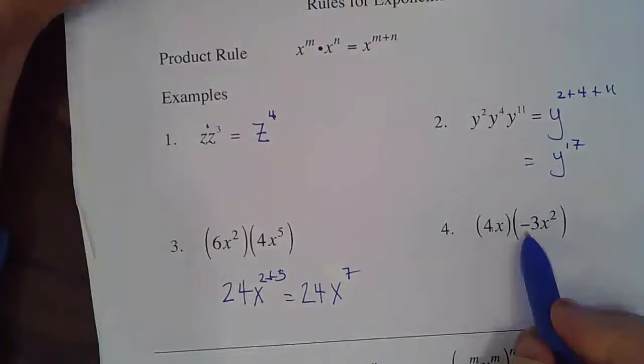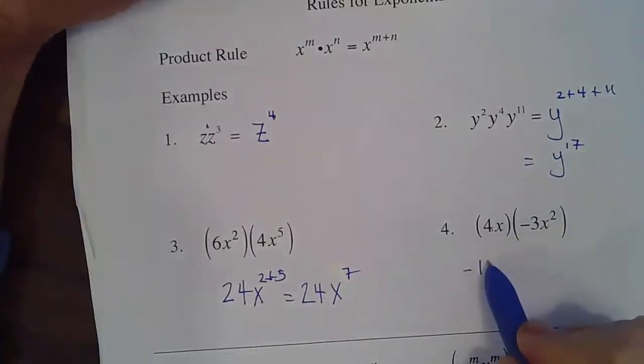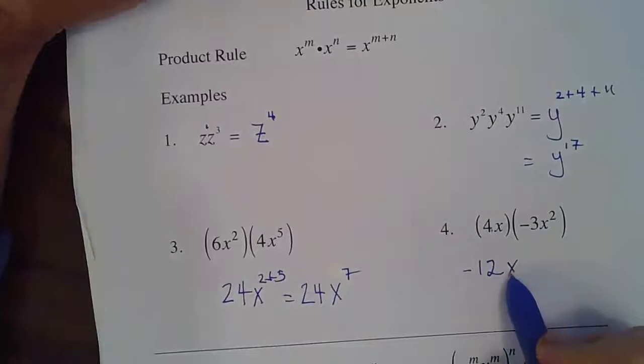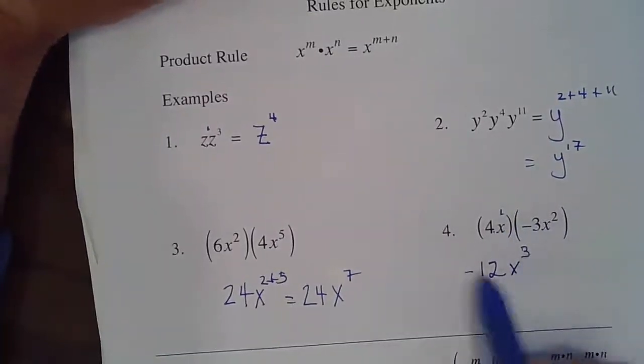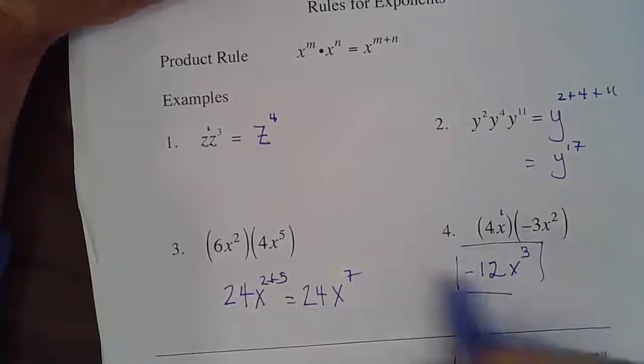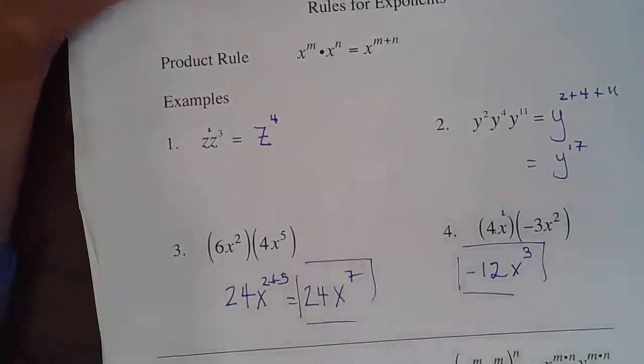Multiply the numbers together, meaning negative 4 times 3, so that's negative 12. X, there's a power of 1 here, x to the 1 plus 2, x to the 3rd. So when the bases are the same, you add exponents.